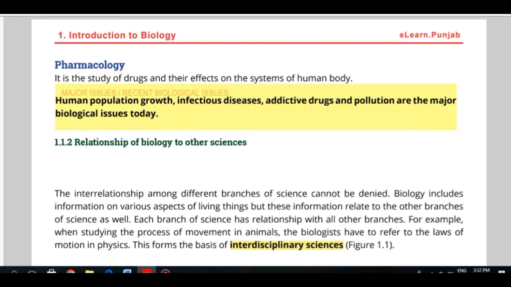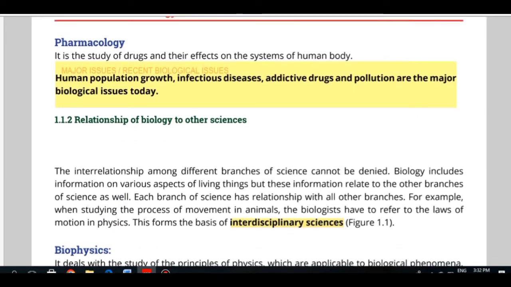Then we have a subtopic of the introduction to biology, that is the relationship of biology with other sciences, that is, how biology is related with other branches, that is physics, chemistry, maths, geography, economics. So how does it link with these branches?